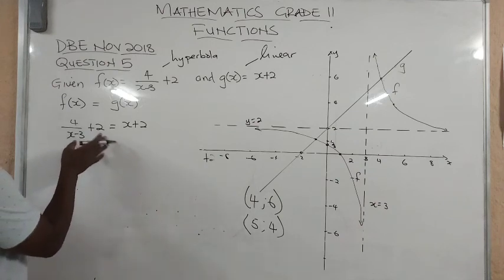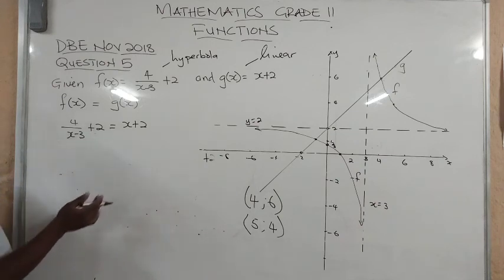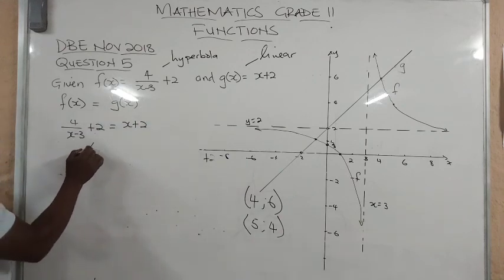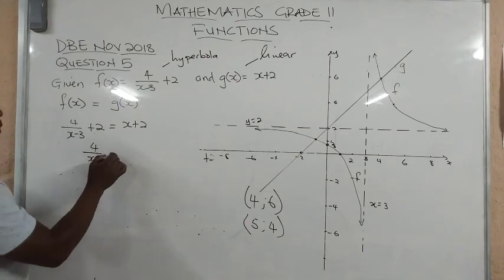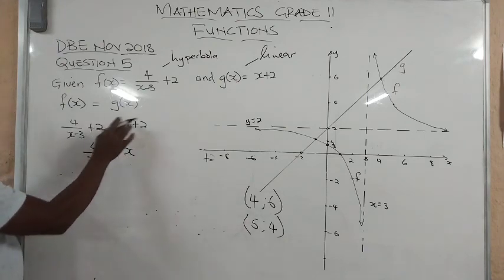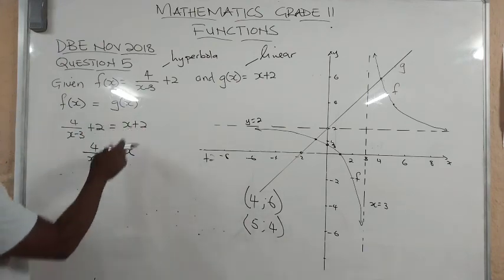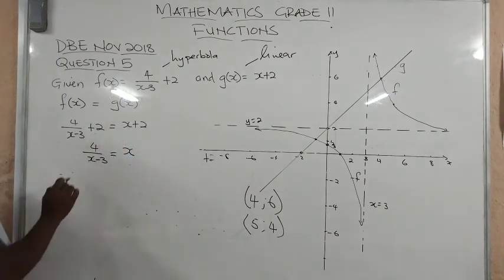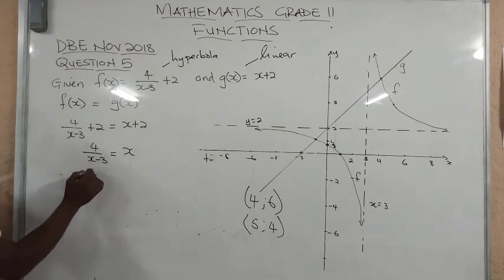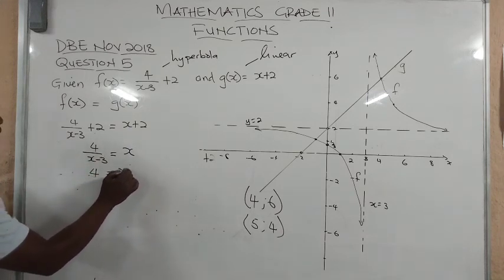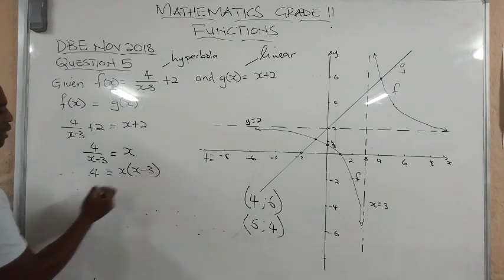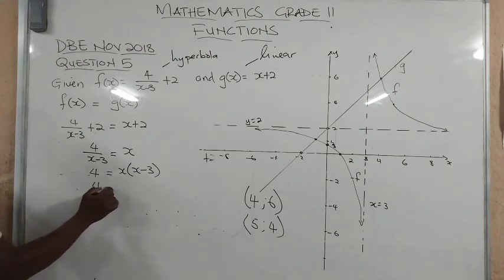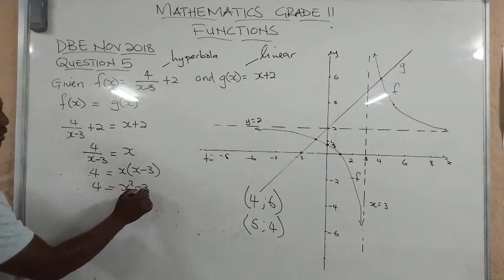Now, just some simple operations to make things a bit easy. We have to transpose the 2 to this side. So we'll have 4 over x minus 3 is equal to x, because these 2 becomes negative and positive 2, minus 2 is 0. Then we multiply throughout by the common denominator, which is x minus 3. So we have 4 is equal to x into x minus 3. So we are moving towards an equation that is 4 is equal to x squared minus 3x.